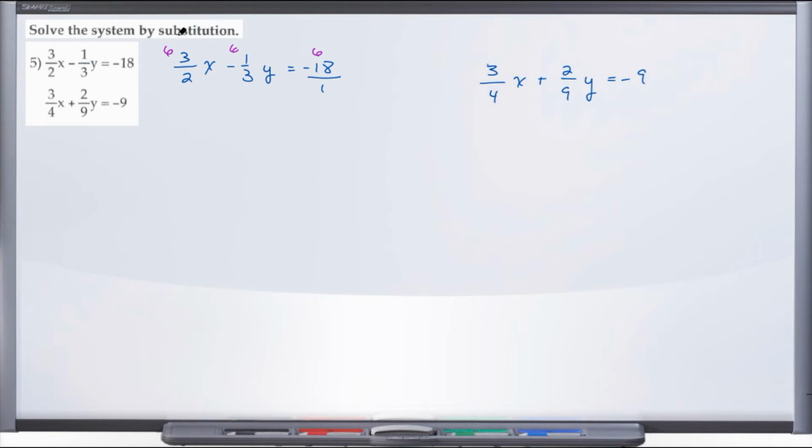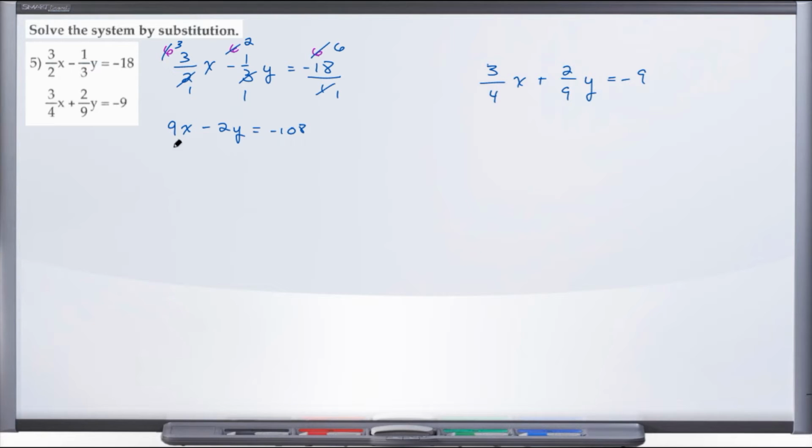All right, so let's go ahead and start clearing these fractions. 2 goes into itself once, and 2 goes into 6 3 times, and so we're left with 3x times 3 gives us 9x. And then 3 goes into 3 once, 3 goes into 6 twice, and so we're left with negative 1y times 2 gives us negative 2y. And then 1 goes into 1 one time, 1 goes into 6 six times, so we're now left with negative 18 times 6, which is going to give us negative 108.